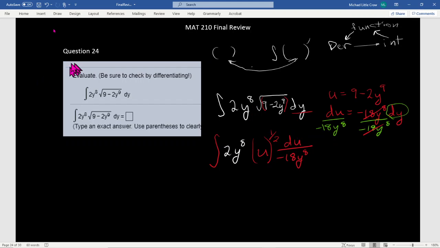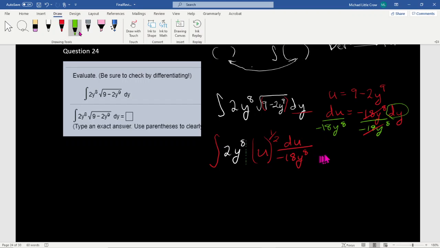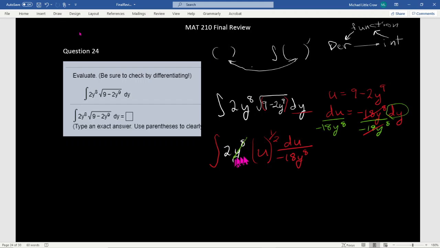That was, again, always the hardest part for me. But now what we can see is, okay, I've got a y to the 8th divided by y to the 8th. That's 1. And then I could reduce this. I've got the 2 in the numerator, 18 in the denominator. So 2 goes into both of these, leaving 1 there and negative 9 here.